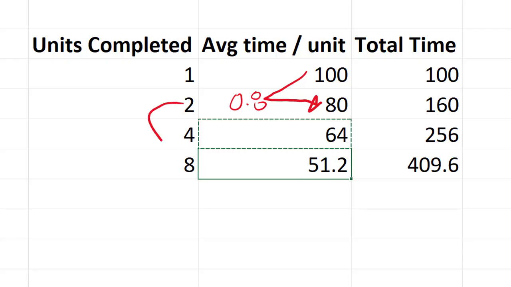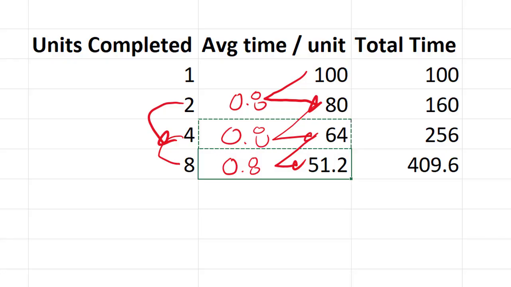Now when production doubles again, we see another 20% drop in the average time per unit. So 80 times 0.8 is 64. Then when we produce 8 units, doubling again, multiply by 0.8, we get 51.2. Friends, that is how you answer the ACCA question: explain how the 80% learning curve was calculated.